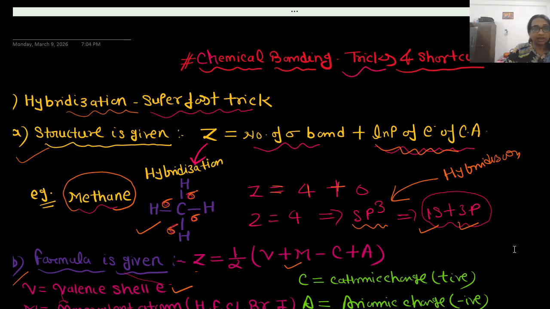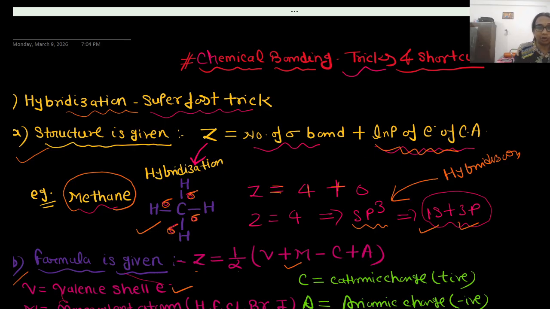So let us start from the first trick, that is the calculation of hybridization, and how you can find the hybridization in a molecule. Number one: the structure is given. When only the structure is given in your question, you can calculate the type of hybridization with the help of this formula. Z is equal to the number of sigma bonds plus lone pairs of electrons of the central atom.